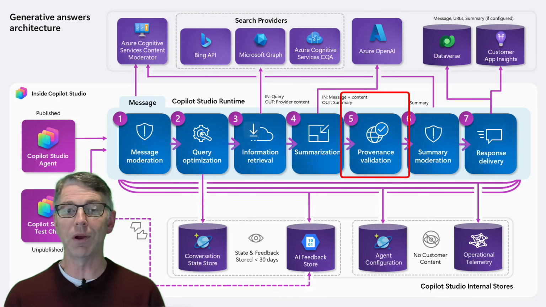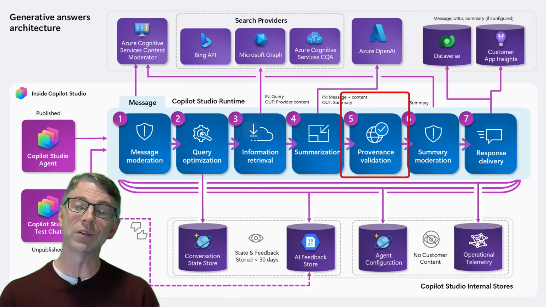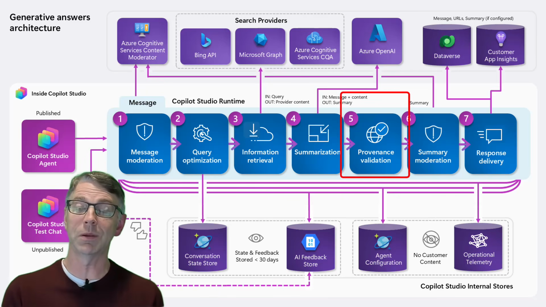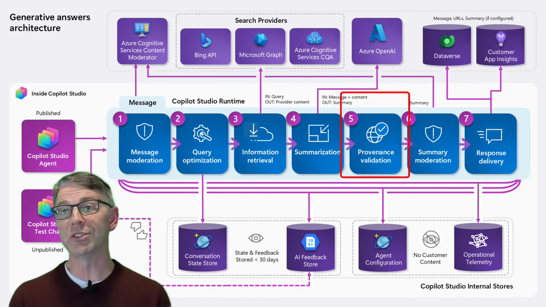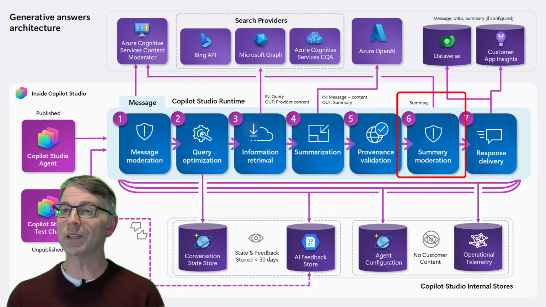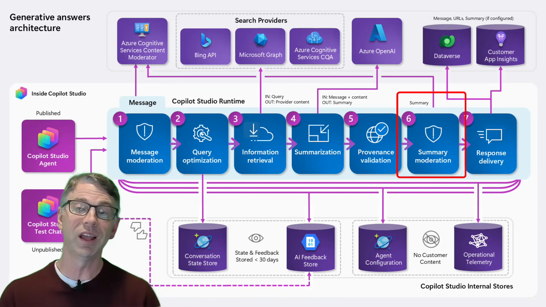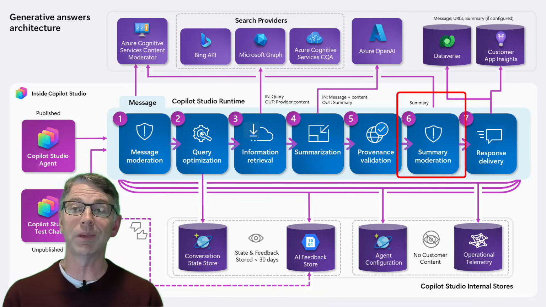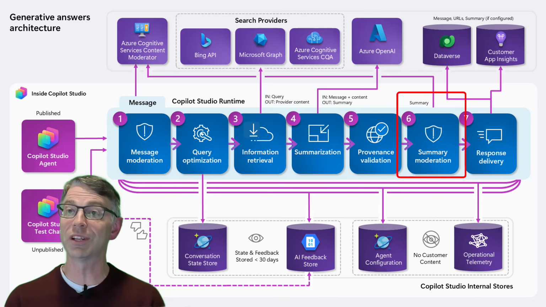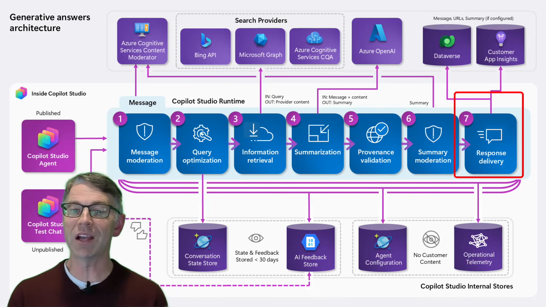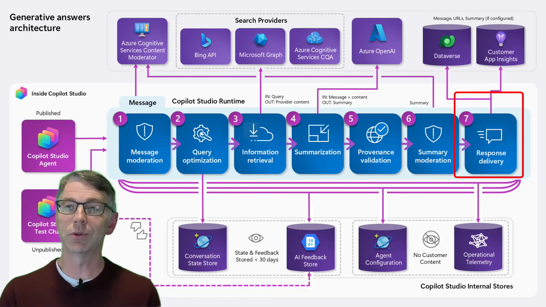Step 5 is going to be provenance validation. It's going to check to see, did you actually answer the question with the content that was being provided, as well as this is where we generate citations for what you're going to get. Now, all of that needs to be combined back, and we end up in what we call summary moderation. Summary moderation is going to be where, again, we go back and we check the response coming back from the large language model to double check and make sure that it's not going to say something it shouldn't say. And then you get to stage 7, which is your final stage, which is where we actually do response delivery back to the actual user.